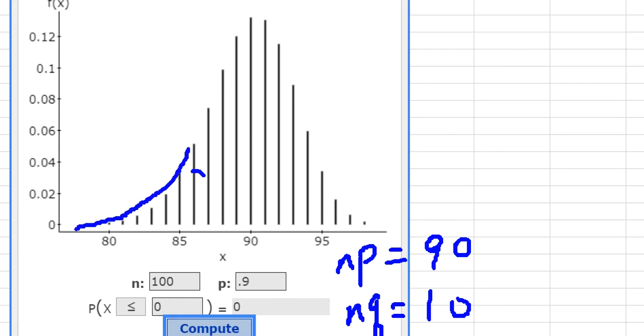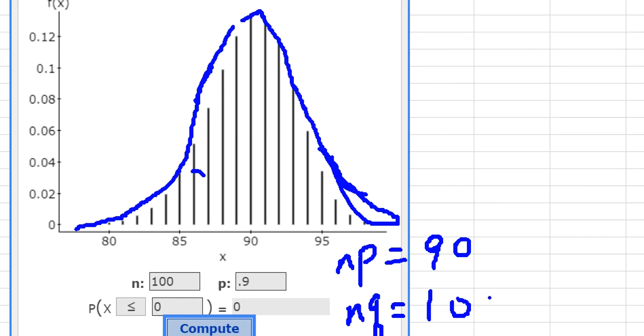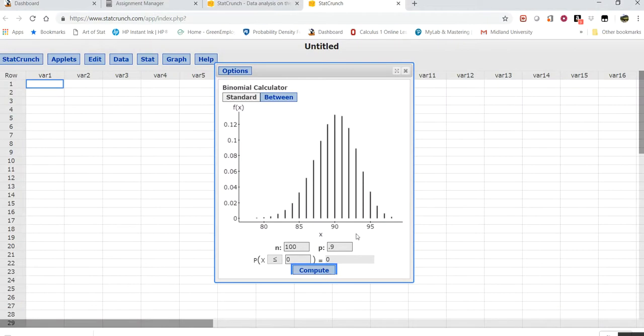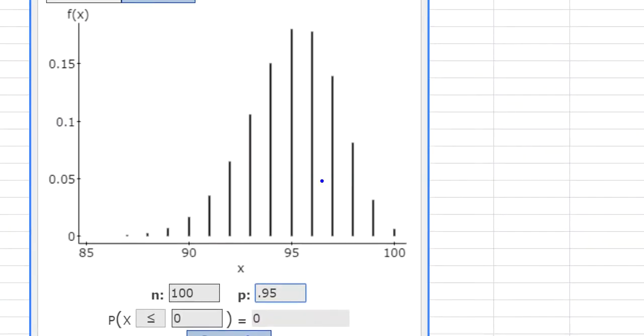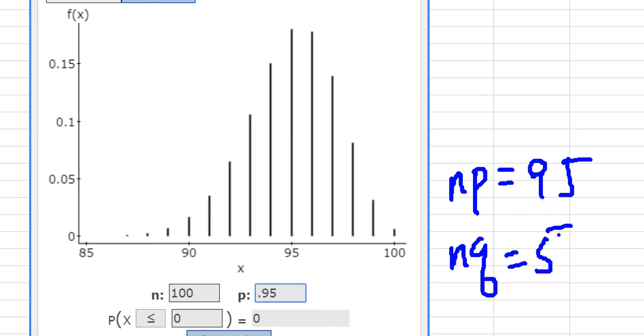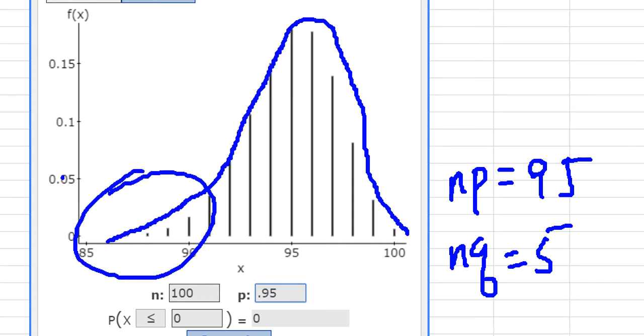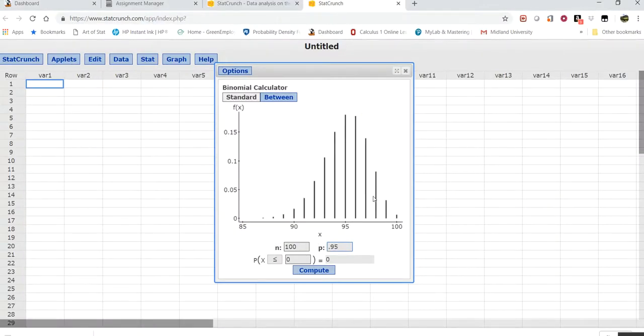Take a look at the shape. It's fairly close to a bell shape now, normal distribution, because these are both greater than or equal to 5. And let's make p 0.95. Take a look at this one. Not as perfect as the previous one, and this time n times p is 95 and n times q is actually 5. But still it's not very far away from normal distribution. I know this is not perfect right here, but as an approximation, that works just fine.